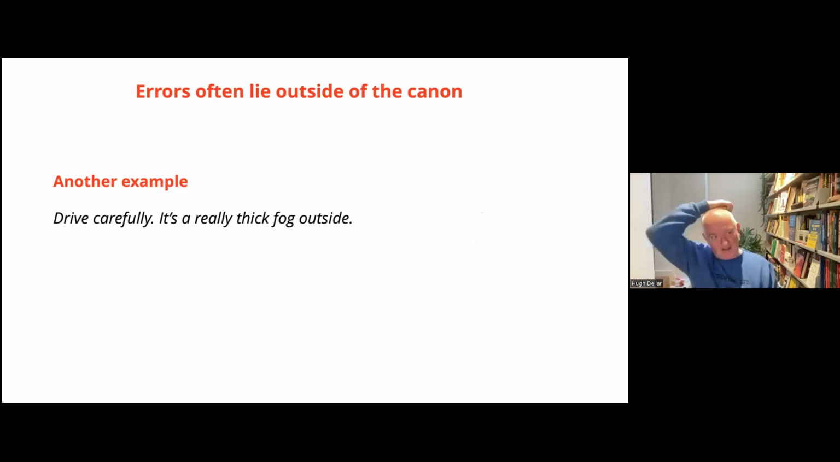Another way of thinking about this is when you're dealing with error, okay, and when you're dealing with mistakes. So, give me a minute. Imagine you've asked students to do a little bit of writing. Maybe they're writing conversations that they might have about different weather. And one student writes, drive carefully, it's a really thick fog outside.